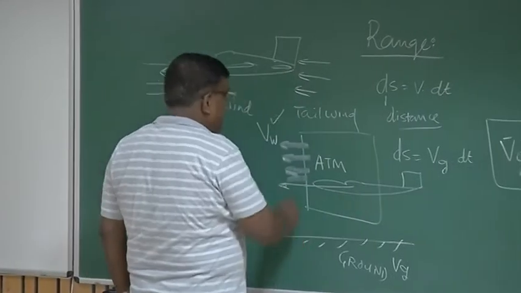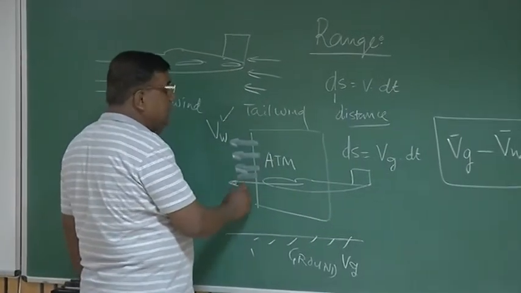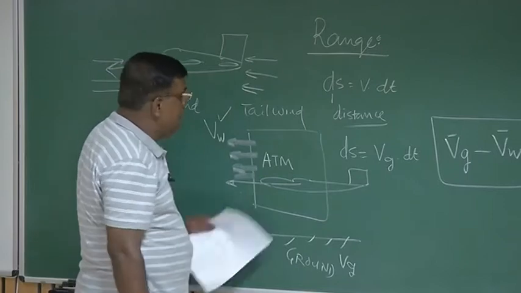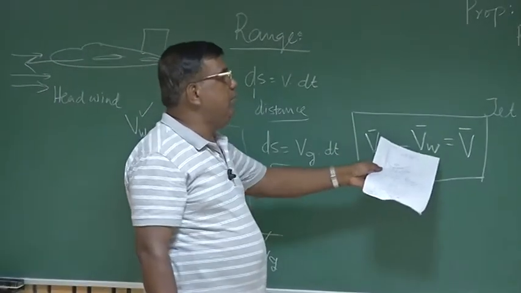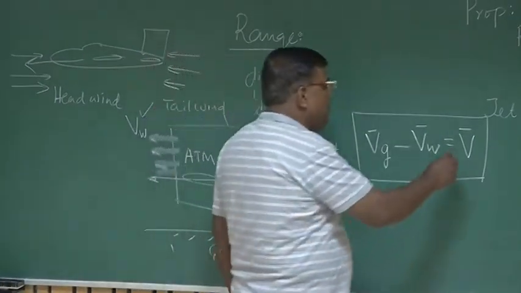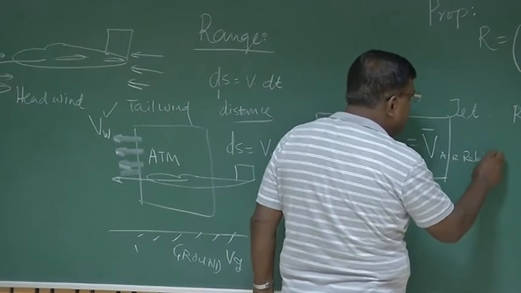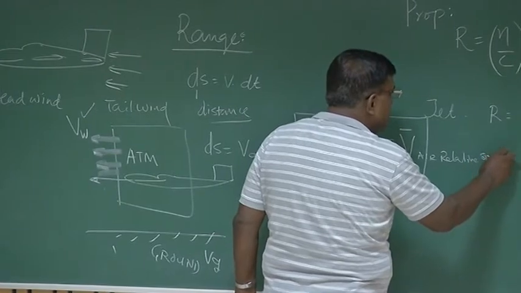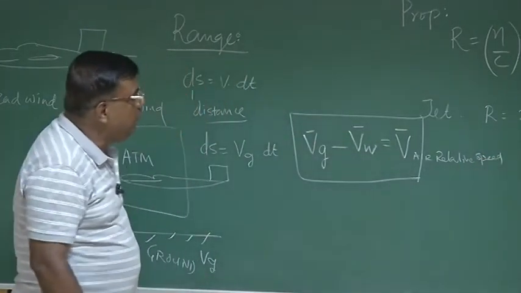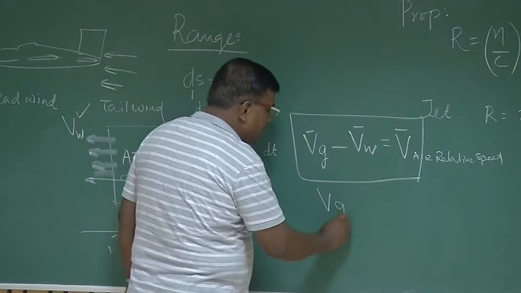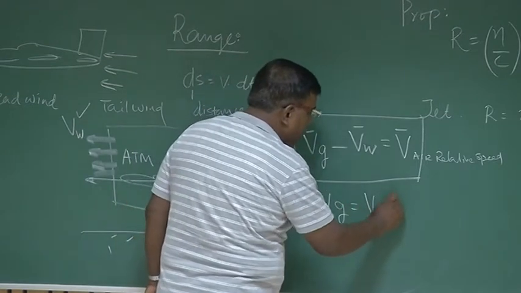Since Vw is a reference to the ground and Vg is also a reference to the ground, I can easily write Vg minus Vw will be the air relative speed of the vehicle. This is the air relative speed. There is no doubt. So what is Vg? Vg is actually V plus Vw.